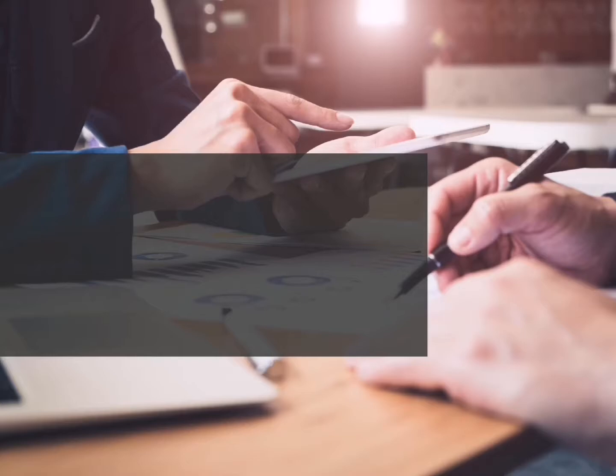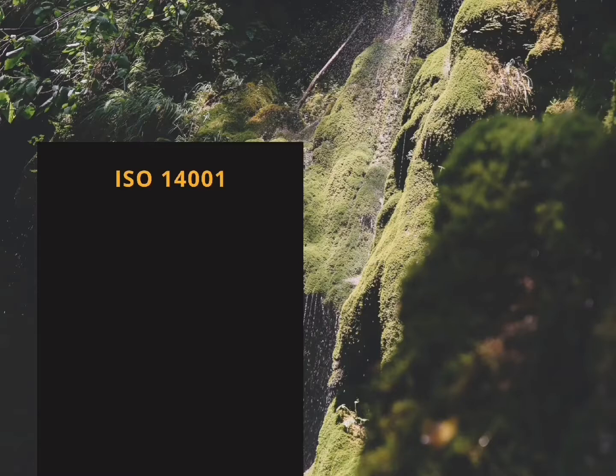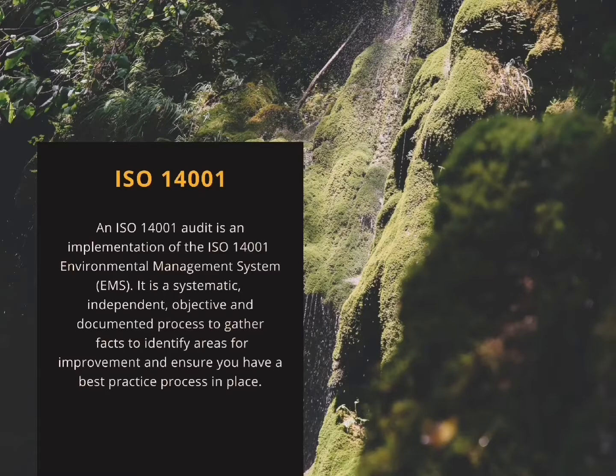The next slide is, what is ISO 14001? ISO 14001 is an internationally agreed standard that sets out the requirements for an environmental management system. An ISO 14001 audit is an implementation of the ISO 14001 Environmental Management System (EMS). It is a systematic, independent, objective and documented process to gather facts to identify areas for improvement and ensure you have a best practice process in place.